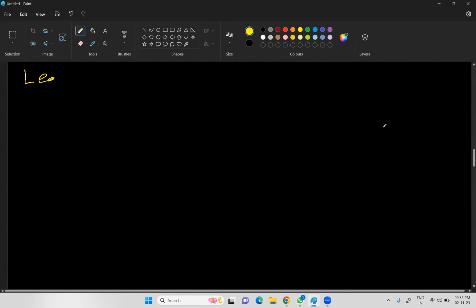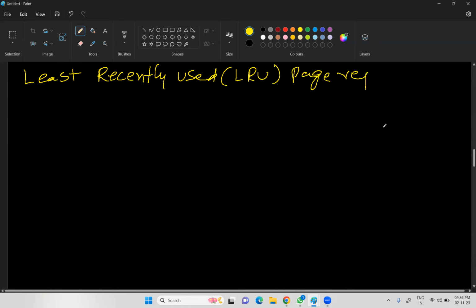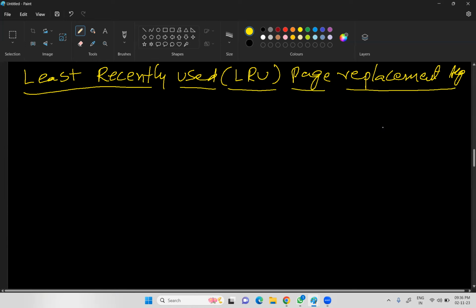Least recently used, that is LRU, LRU page replacement algorithm. Okay, least recently used page replacement. So the LRU page replacement algorithm is a moderate kind of algorithm, and addresses the pitfall of the optimal page replacement algorithm.